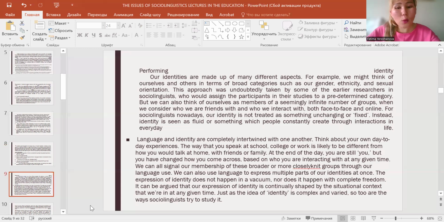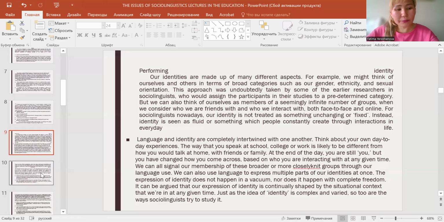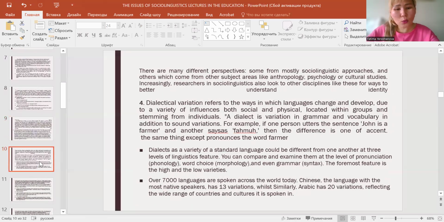Here we can see how language and identity are completely intertwined with one another. So here we also need to think about your own day-to-day experiences, your daily experiences, and also see how these experiences might change your daily life. This is also something we face in our daily life.